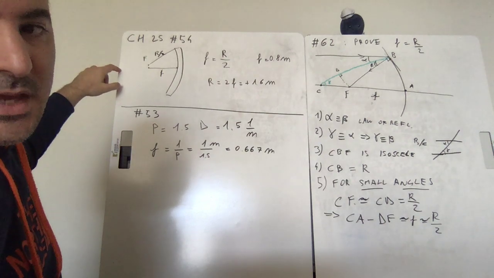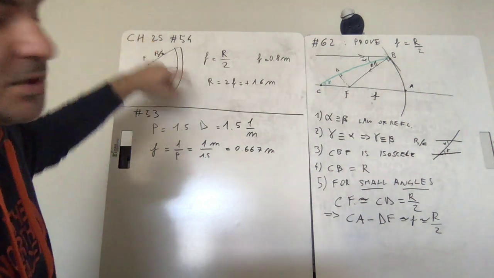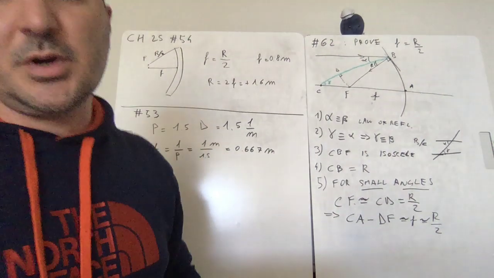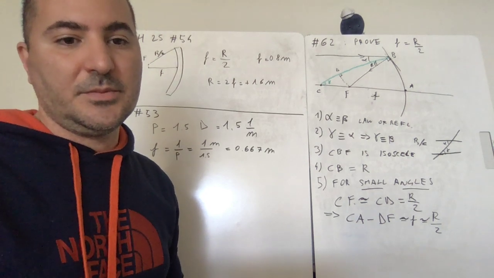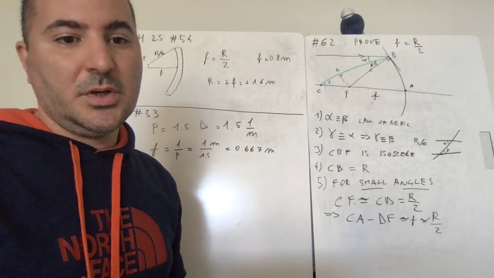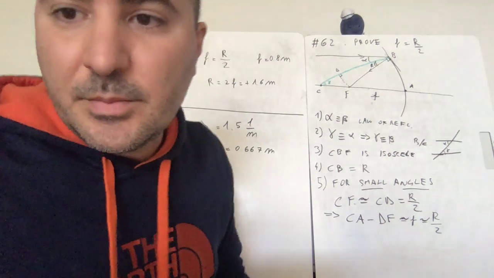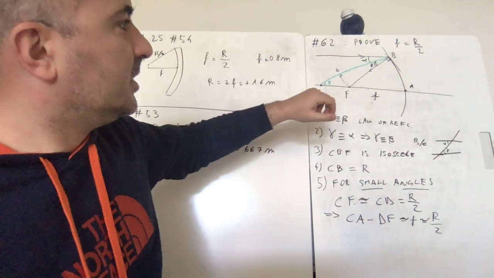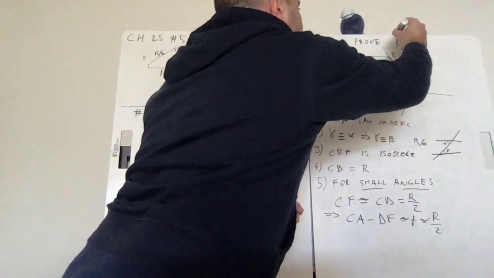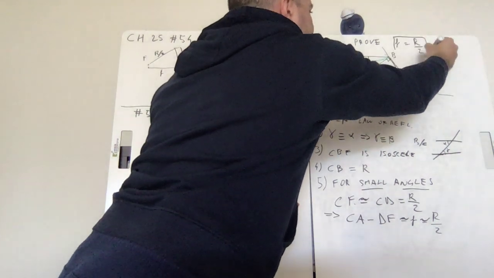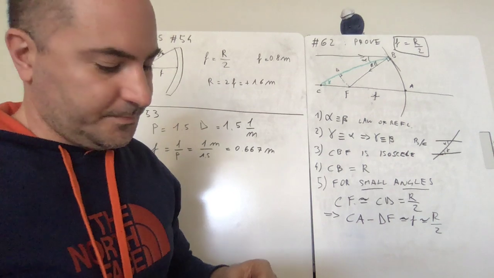Okay. And that is the topic of the next problem, which is actually the demonstration of this relationship. And that is problem 62, which we have on the right board over here. So on the right board, problem number 62 essentially asks us to demonstrate this relationship, that the focal length of a spherical mirror is half of the radius of the mirror.